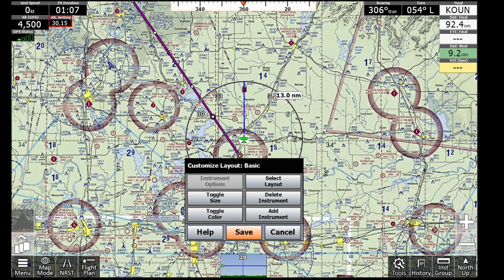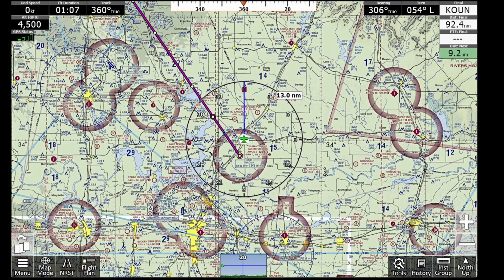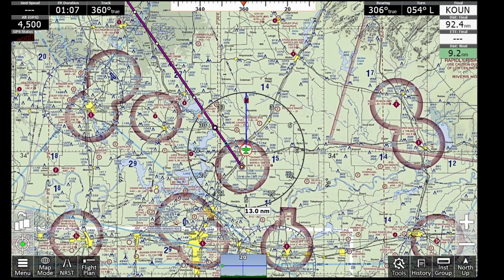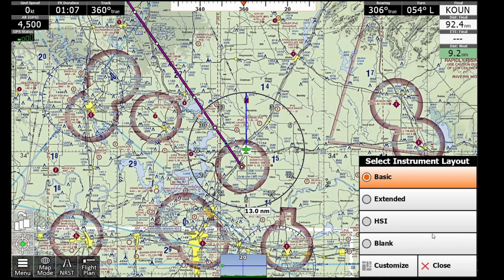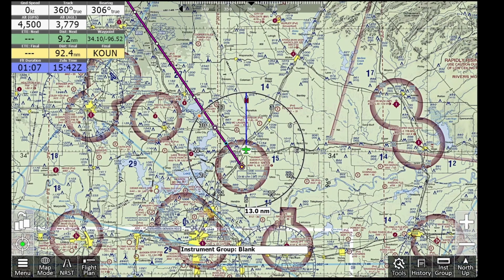Now I'm going to go a little more in depth into actual philosophy for using instrument layouts, and I'll show you that by showing you one that I currently have set up. So I'm going to click Cancel just to remove all of my edits that I've made, and I will go ahead and show you the instrument layout. To hot swap between these in flight, click Instrument Group, and then you'd select the instrument layout you'd like. For me, I have one set up here in the blank option.